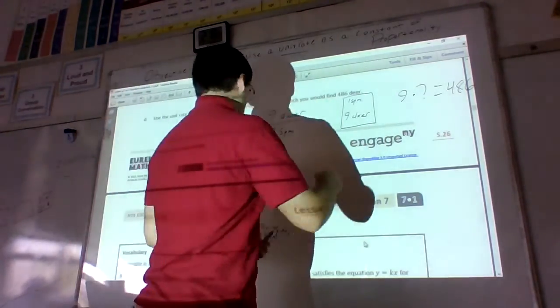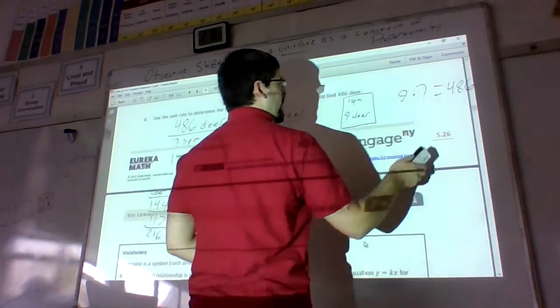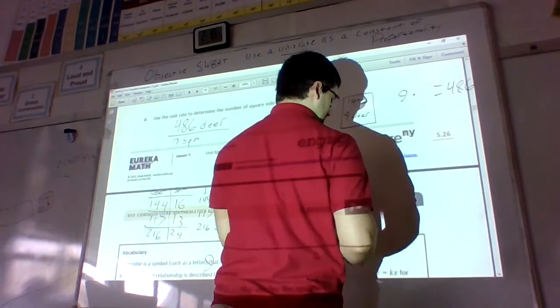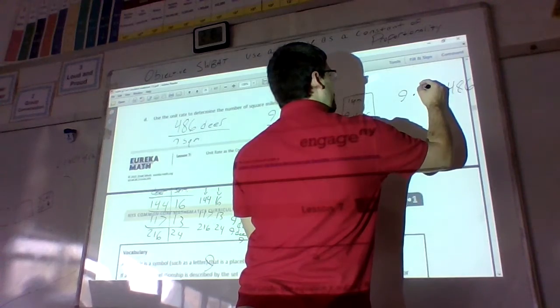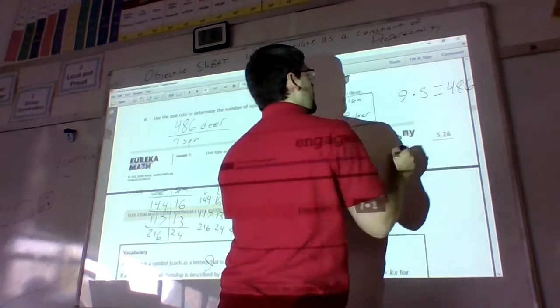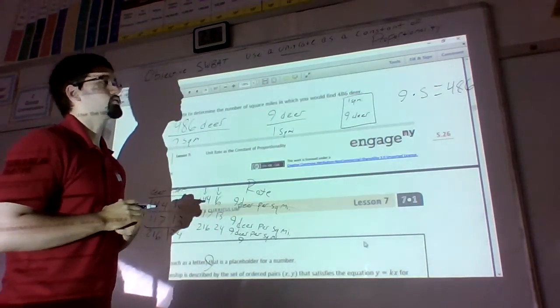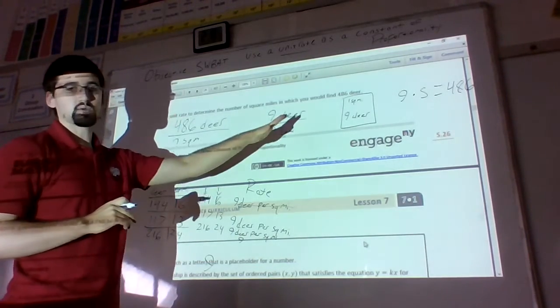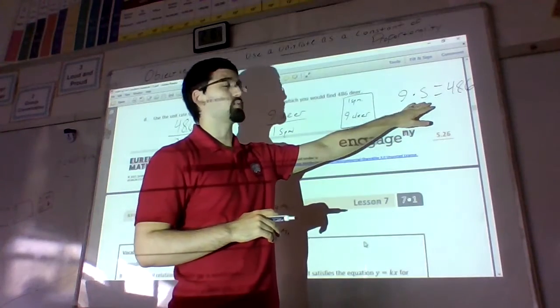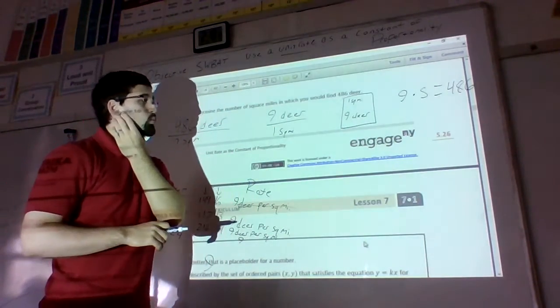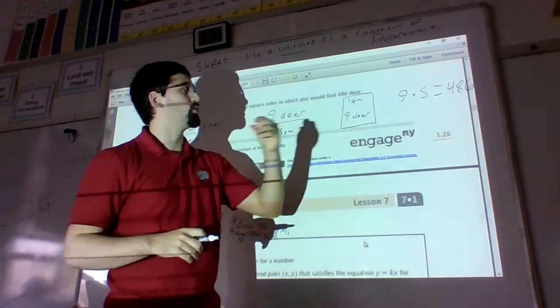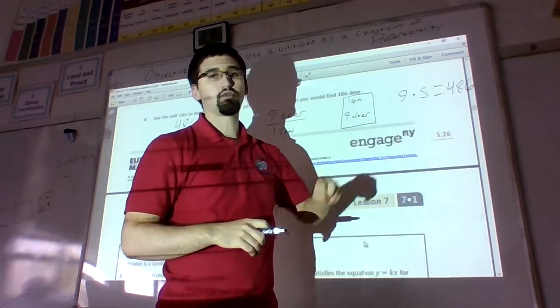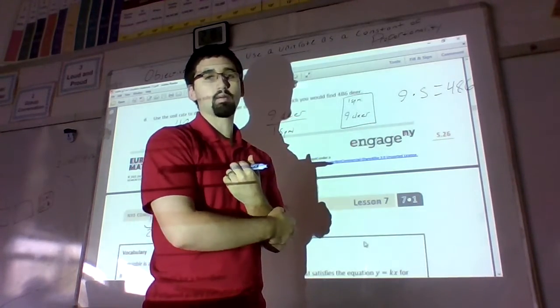Well, what if I change that from a question mark into a variable? Let's just say this is an S for square miles. 9 times S equals 486. Okay, so this is what we're dealing with here. We have a multiplication problem that we don't know the answer to. But what if we were trying to get the variable S alone to figure out the number of square miles?